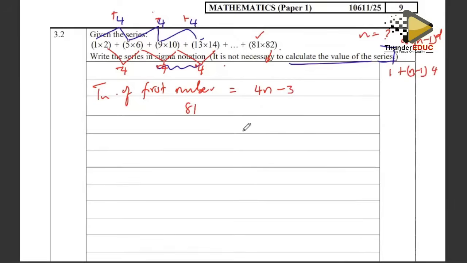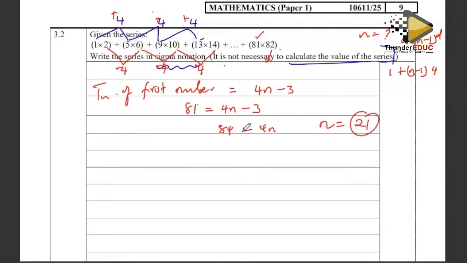Does that make sense? Am I using the correct number? Yes. So 81 is equal to 4n minus 3. I move this one that side, which becomes 84. Okay. 84 is equal to 4n. Then divide both sides by 4. Then n becomes 21.